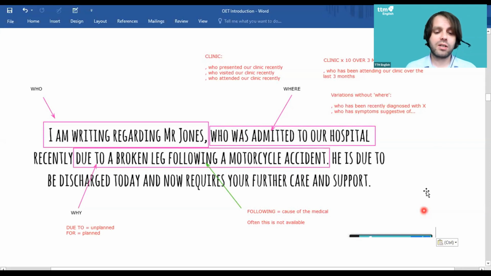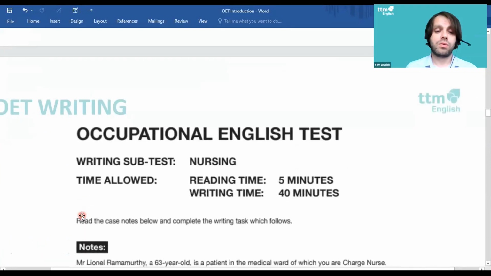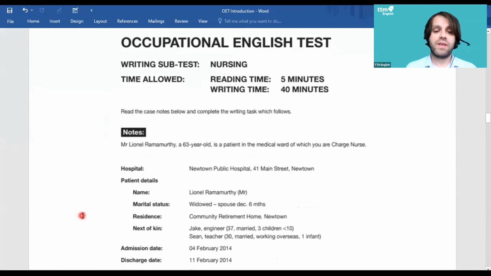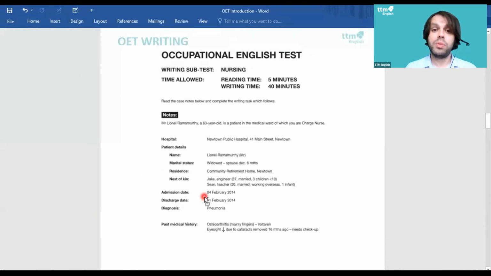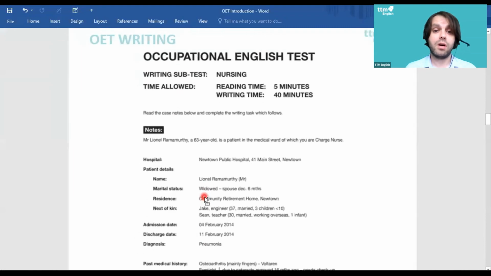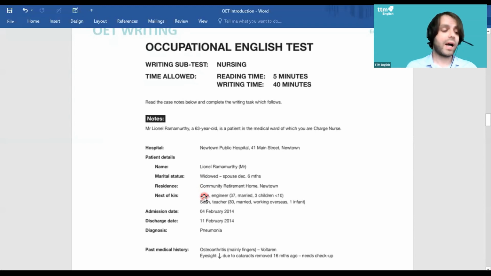So this should be quite fast. I'm going to show you some case notes. They're very simple. Find me the who. Find me the what, the where, and find me the why. Okay. Here are the case notes. Okay. Very famous set of case notes. Ramamurthy. That should be enough. This is enough. Just this. Who, where, why? Who can tell me?